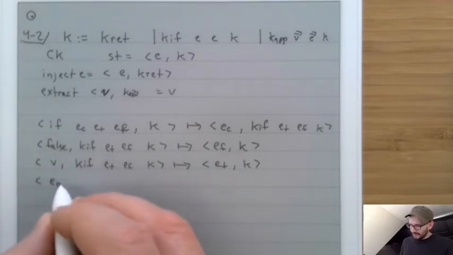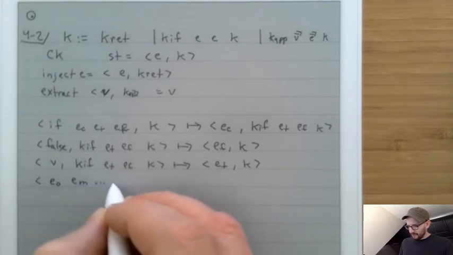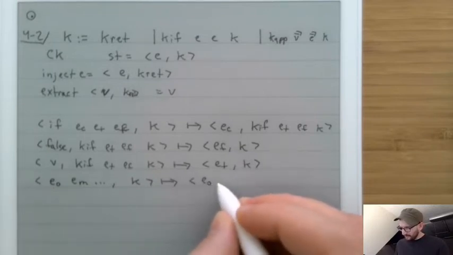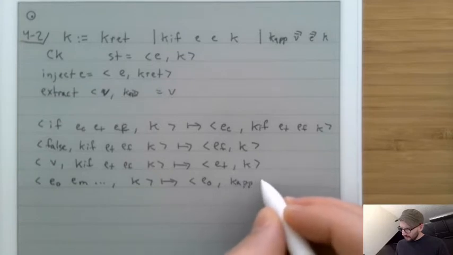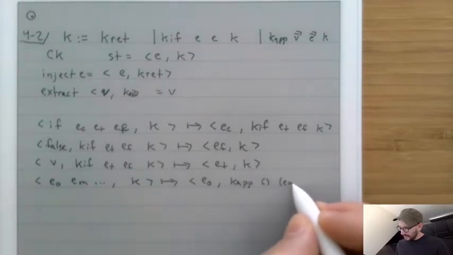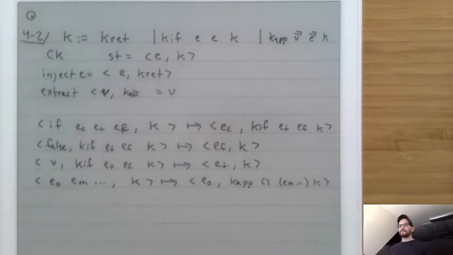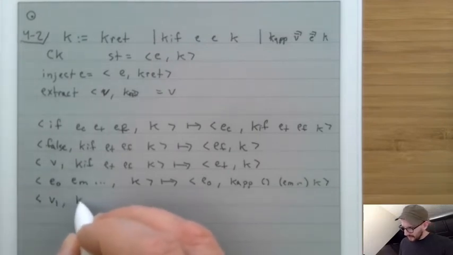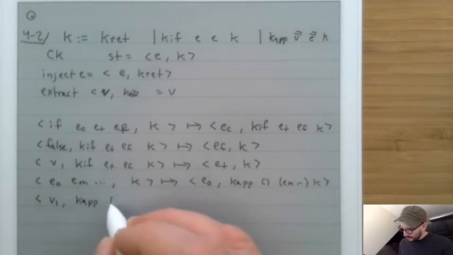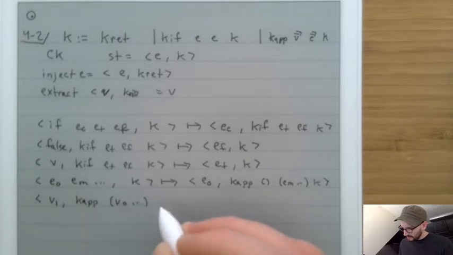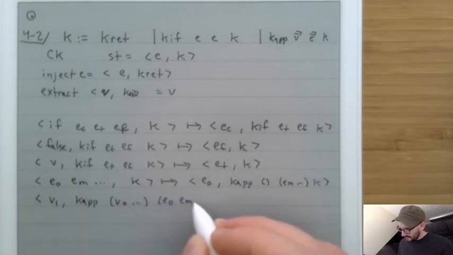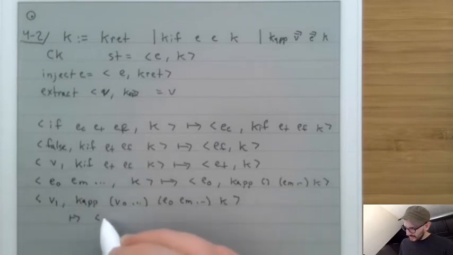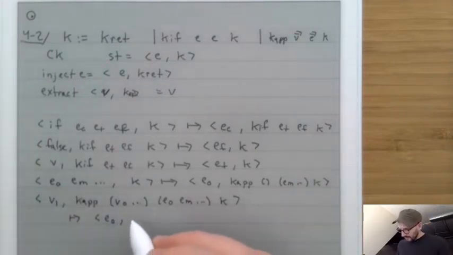Next, what if there's an application? If there's an application, then we have E0, EM, ..., K. This will get turned into the following: E0, then we have a K app with no values, then the sequence EM, and then the K. Next, if we have V1, and then a K app, where we have V0, ..., E0, EM, ..., K, then we're going to turn this into that E0 right there, and then a K app.